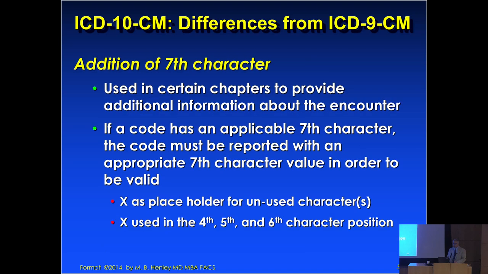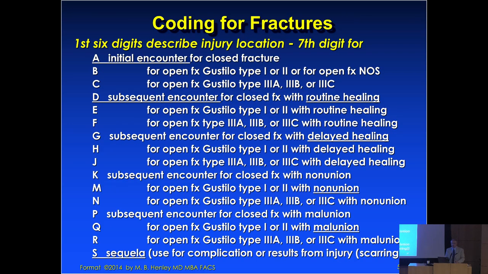The seventh character I alluded to before is used in certain chapters, but throughout the musculoskeletal system. And if it has an applicable seventh character, it must be reported. X is the placeholder in case there are only five characters, for example, up to that seventh character requirement. And I'll show you an example of the seventh character. For fractures, there are 16 different potential seventh alpha characters. And you can see these are grouped in sets of three.